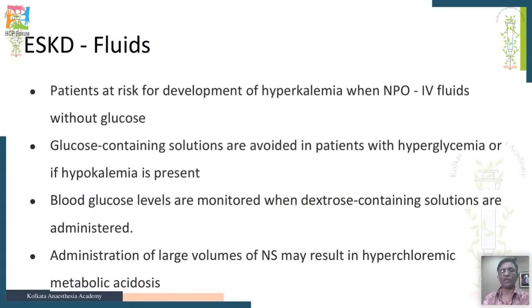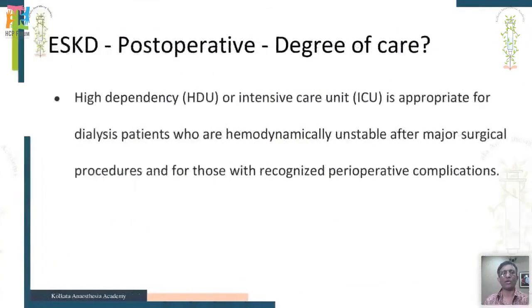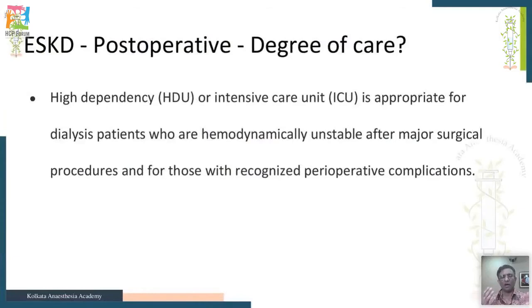In hyperkalemia, when they are NPO, the go-to fluid should be glucose. Glucose fluids are avoided obviously in hyperglycemia, or if there is hypokalemia. And typically, if they're coming in for a procedure, you are going to check potassium values and glucose values. If they're in intensive care, they would check potassium values, and whether you're going to give a crystalloid with potassium or not will be dictated by that.